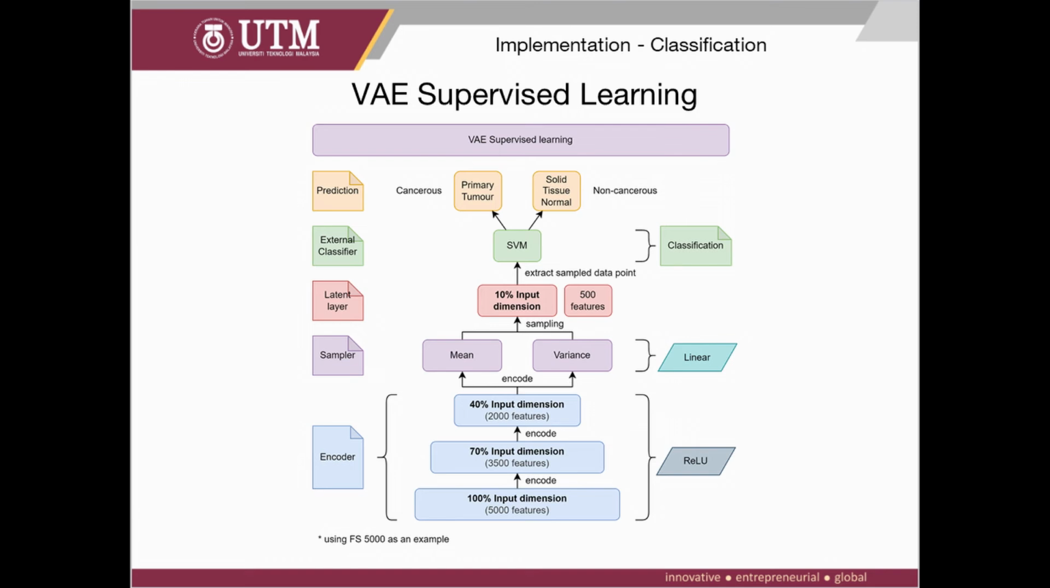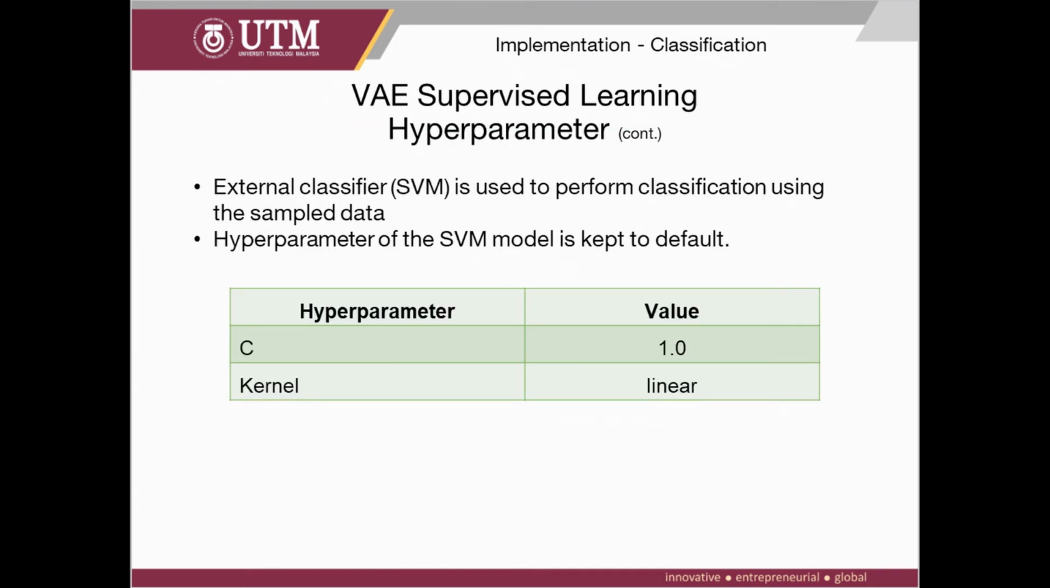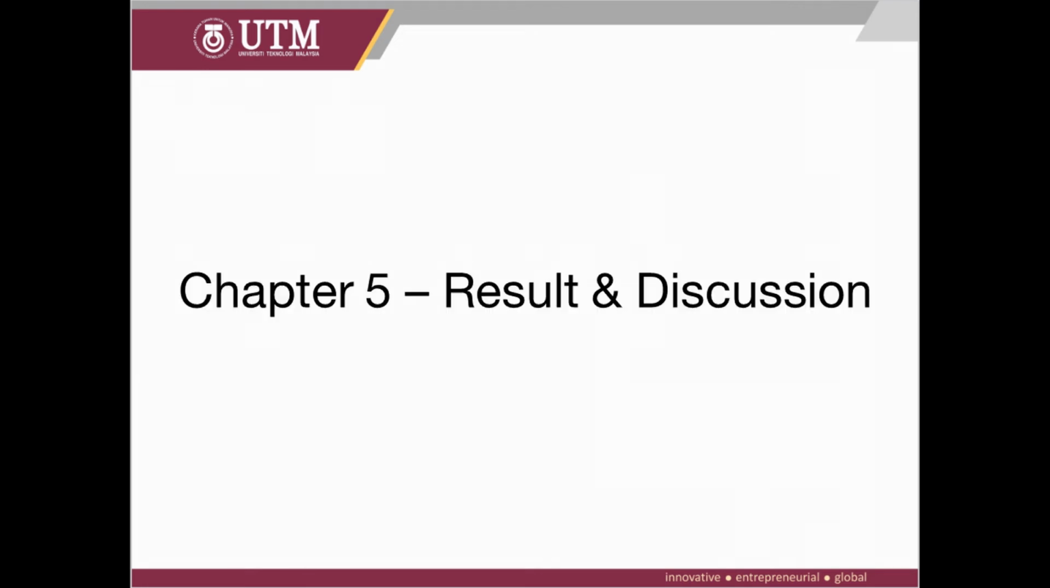The sampled data points stored in the latent layer by the sampler are extracted and fed into the SVM model for classification. Since an external SVM is used for the classification, the hyperparameters for it have to be specified. The hyperparameter for the SVM model is kept as default, which is with C of 1.0 and linear kernel. Next, we will look at the result obtained from the experiment and some discussion on the result.